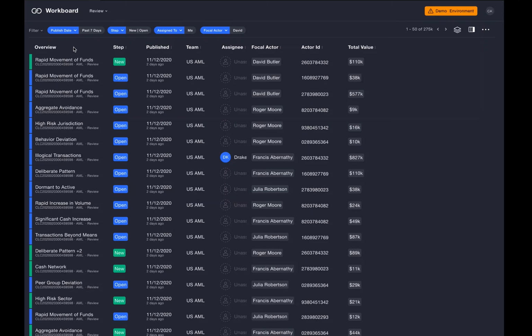Welcome to the Lucinity platform, designed to work for you and empower its users. This is my workboard. Here I can see all active cases that need my attention. This board is completely configurable of how I want to work with it.